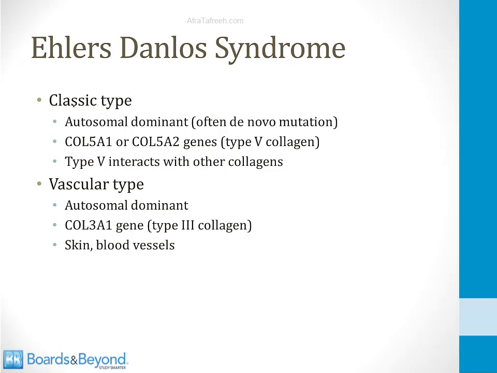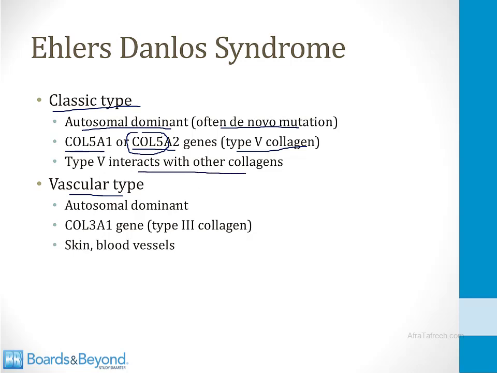The two we're going to talk about in this video are the classic type and the vascular type. The classic type is often inherited in an autosomal dominant fashion, although it's often a de novo mutation, meaning that a parent may not have the condition when a child develops this. However, that child can pass it on to his or her offspring in an autosomal dominant fashion. This type is caused by defects in the COL5A1 or COL5A2 genes, which code for type 5 collagen. And remember, the COL5 tells you which type of collagen the gene codes for. And type 5 collagen we haven't talked about before, but it interacts with other collagens.